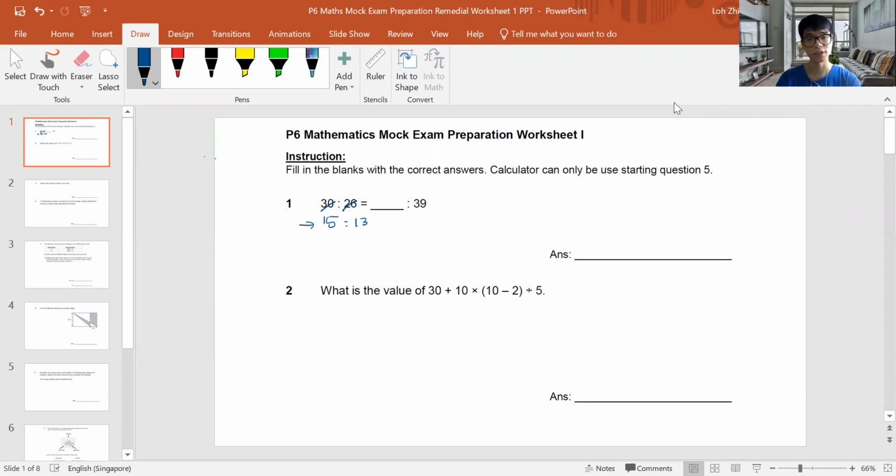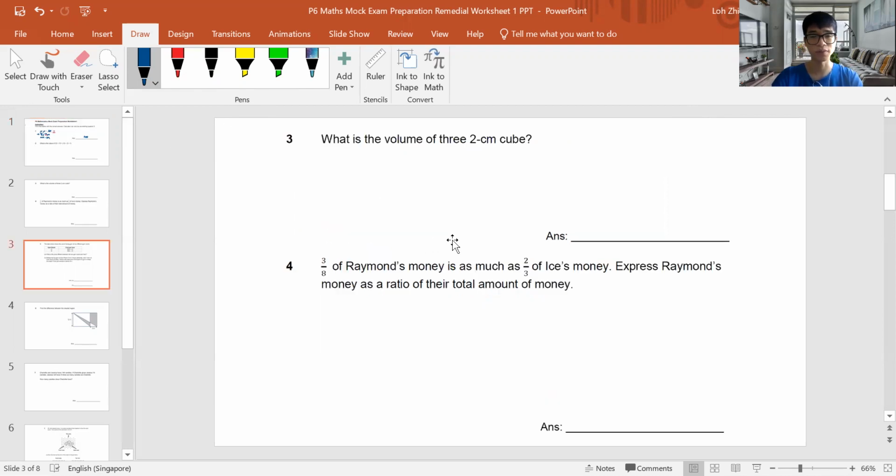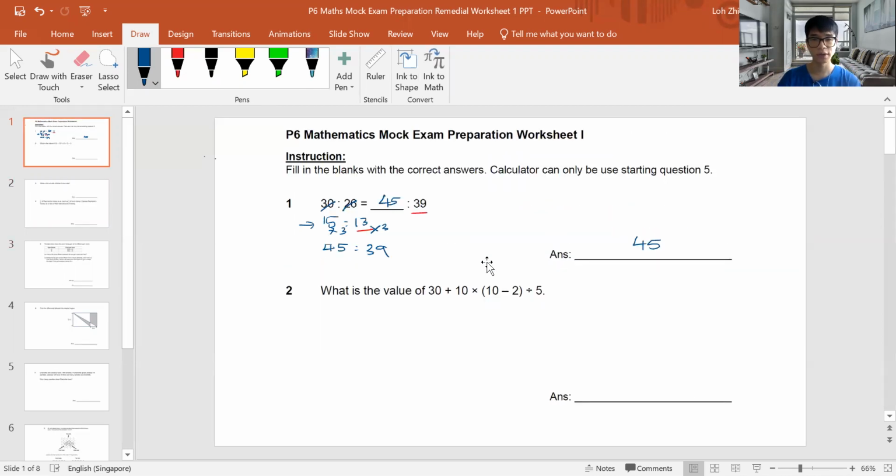Now, if it's 15 to 13, then 39, how can we make this 13 become 39? We just times 3 here, so it becomes 39, then we times 3 here, so it becomes 45 to 39. And we know the answer here is 45. That's why the answer here is 45. I believe we have done this kind of question before, so it shouldn't be a hard one for you. Okay, let's move on to the next question.